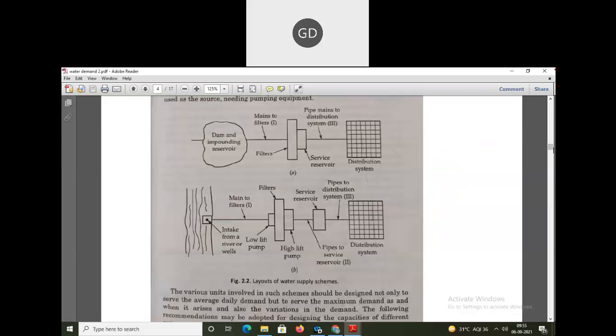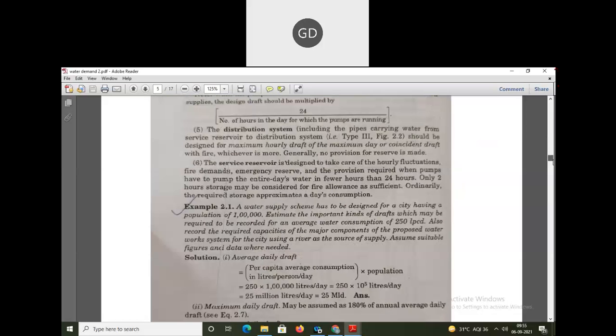Next we come to solve one problem, so that will be more clear to you. While solving the problem, all the formulas will become clear to you.